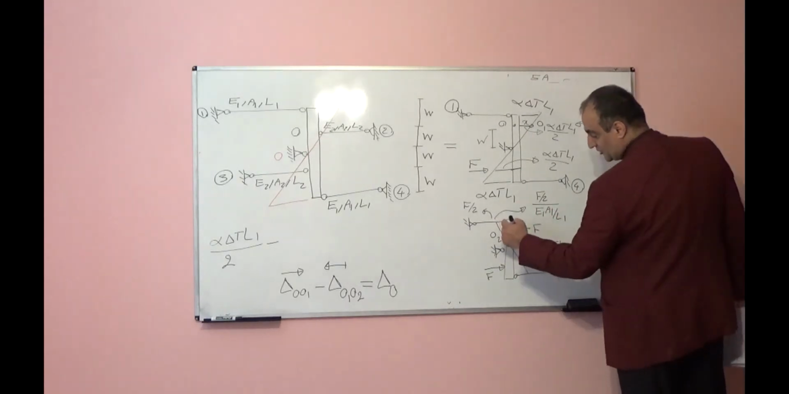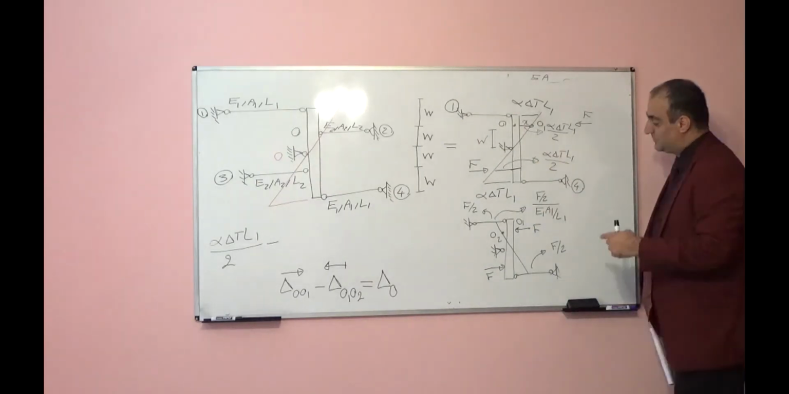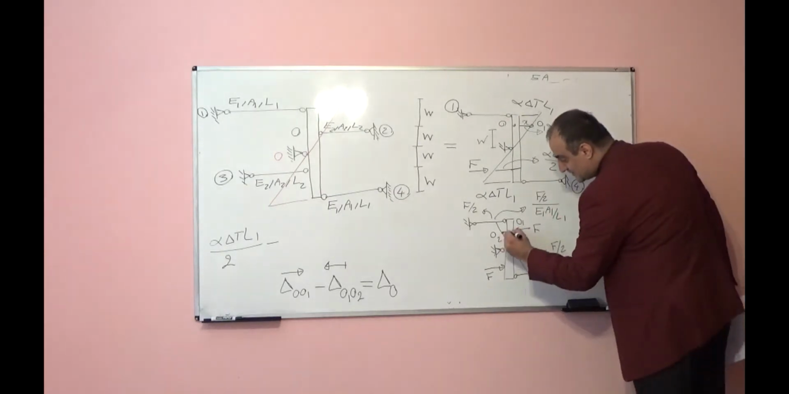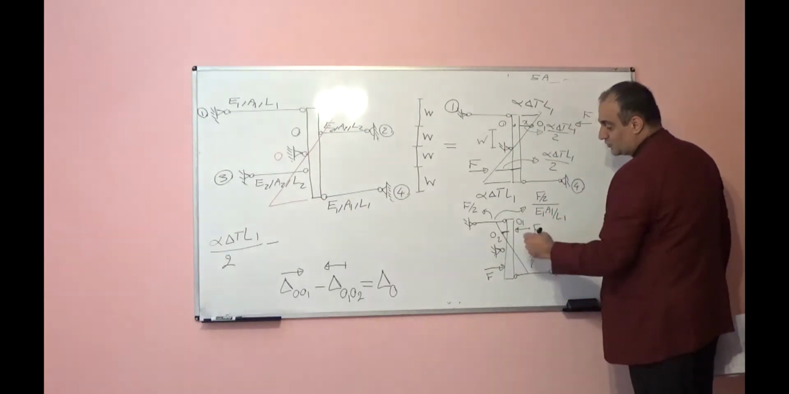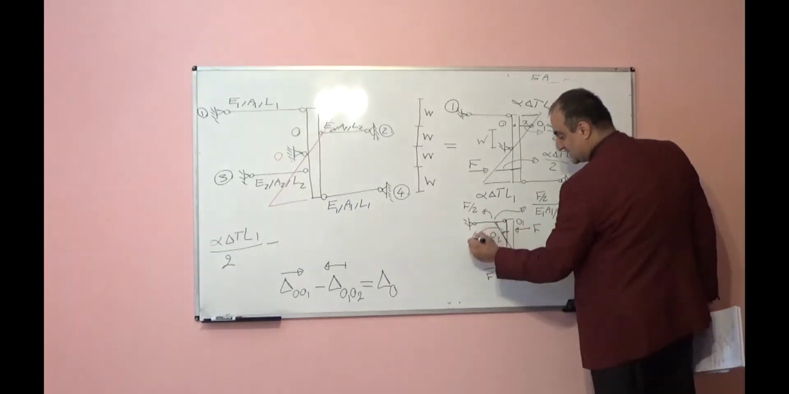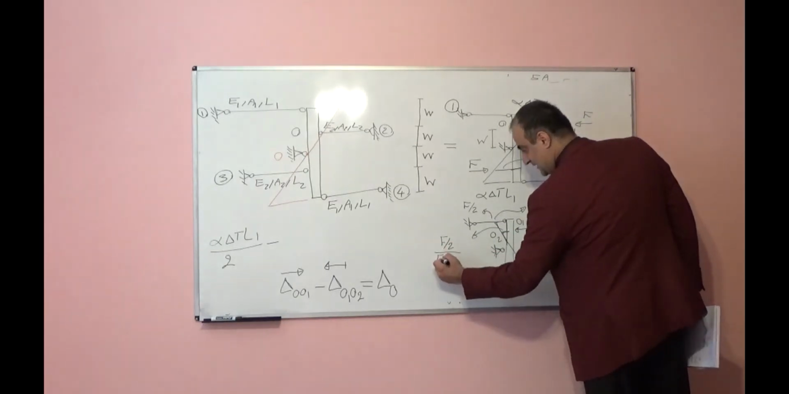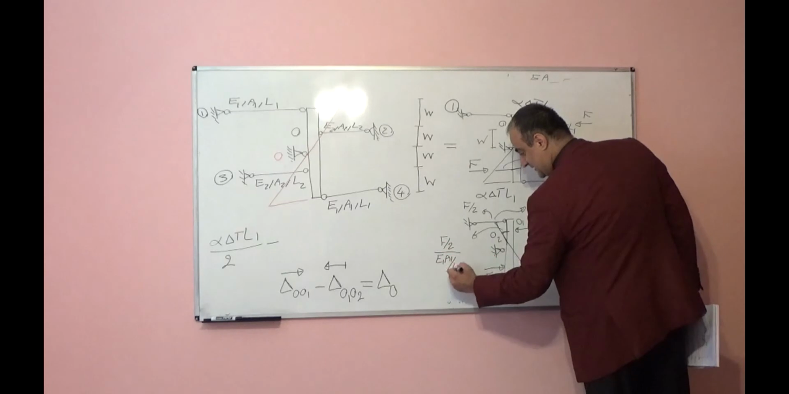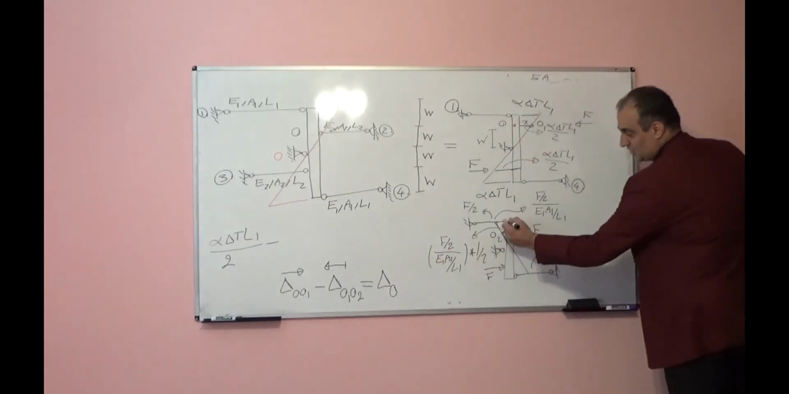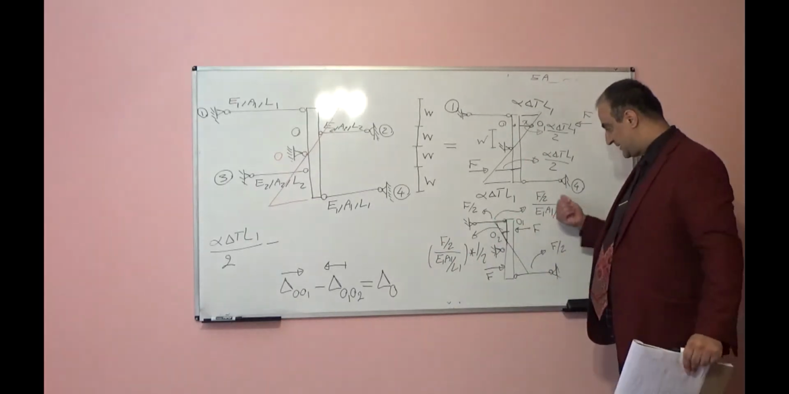So at this point, the deformation in rod number 1 will be F over 2 E1 A1 over L1. But the deformation of O1 O2, from similar triangles, will be half of that. So it will be F over 2 E1 A1 over L1 times half. So this rod will deform as much as internal force divided by stiffness.